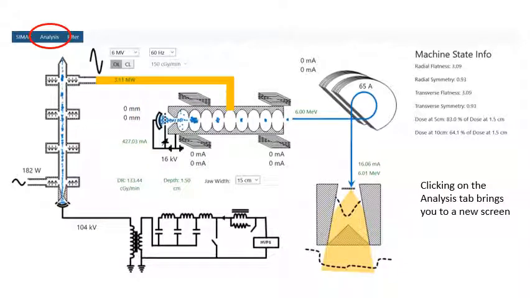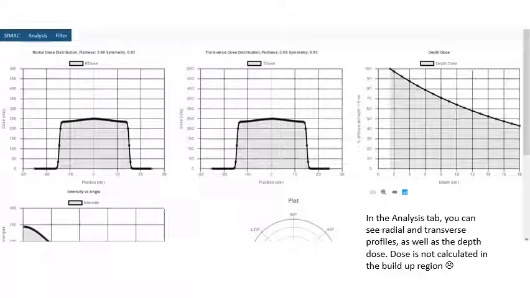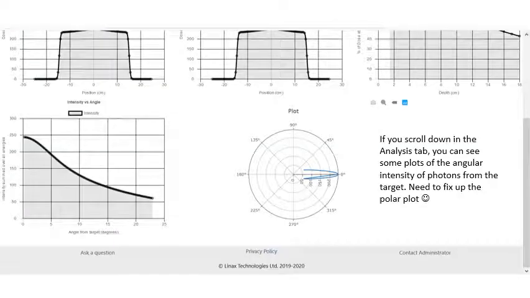There's also an analysis tab, which will bring you to a screen which shows you some of the information that can be plotted using SIMAC. So in this analysis tab, you can see the radial and transverse profiles, as well as the depth dose. If you scroll down on the analysis tab, you can see some plots of the angular intensity of photons from the target.